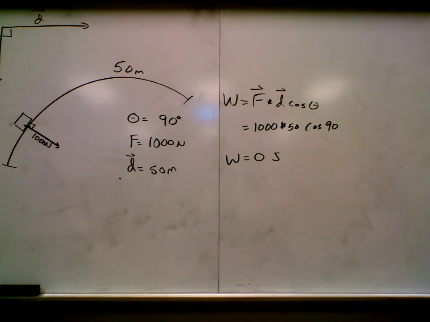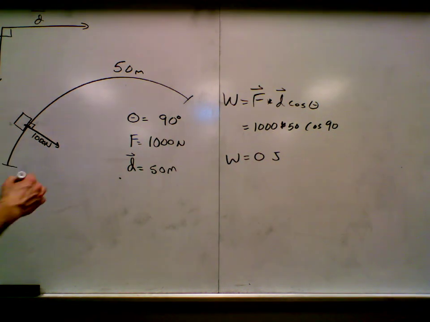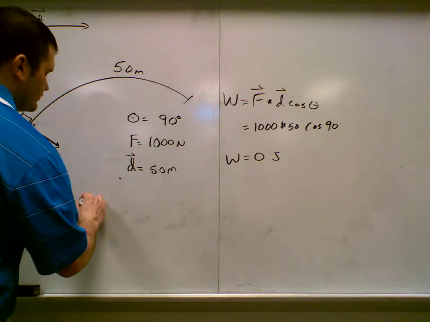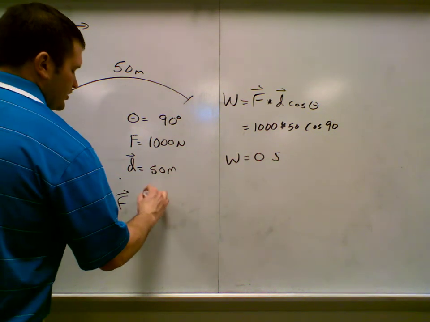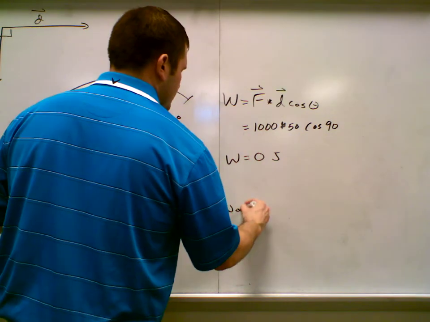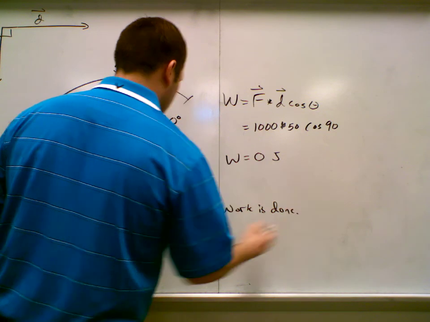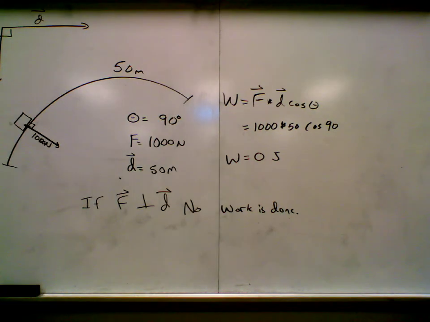So this is something you can know. If the displacement and the force are ever perpendicular, how much work is done? 0. So if force is perpendicular to displacement, no work is done. If the angle is like 89 degrees or 91 degrees, then there would be a little bit of work.